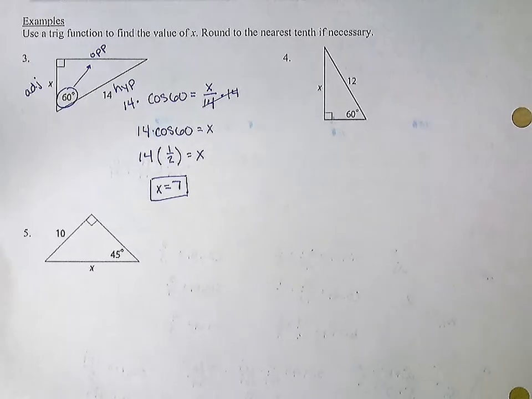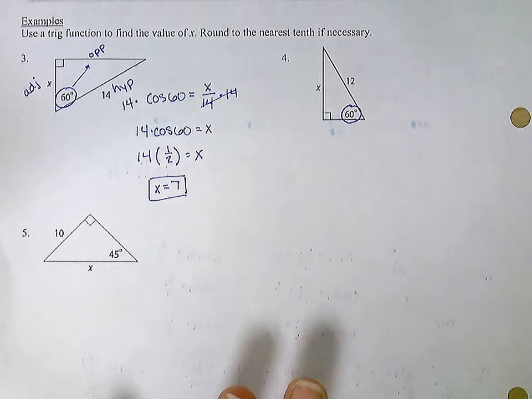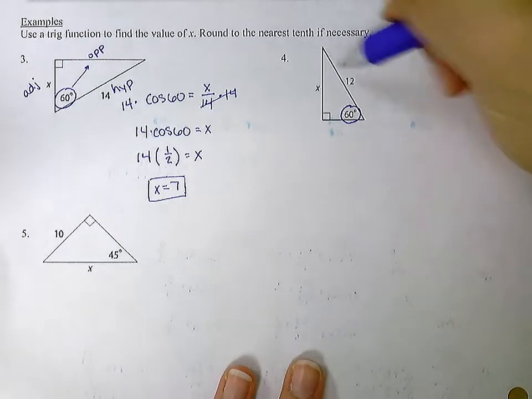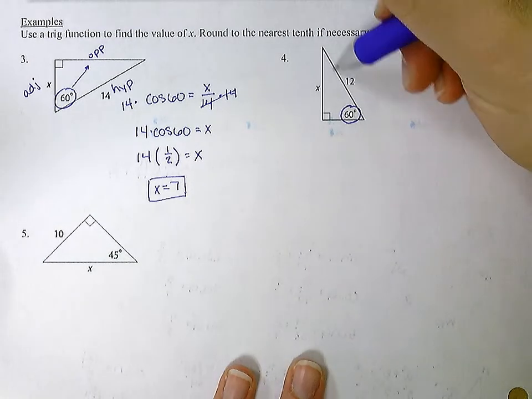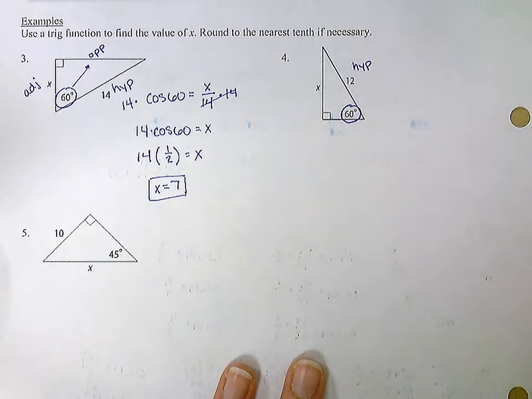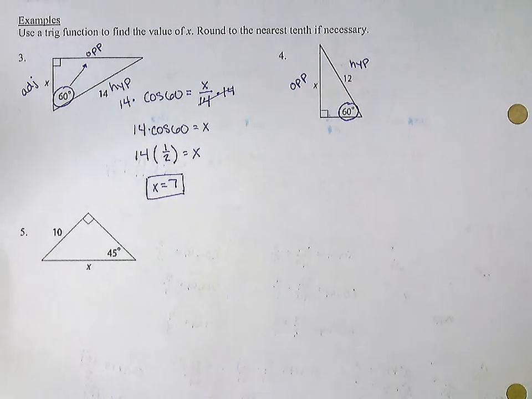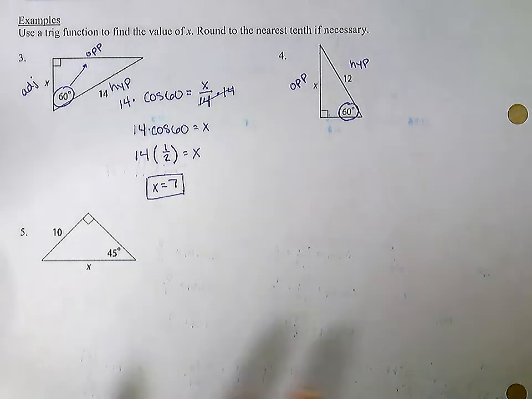All right, we're going to do another one, number 4. So again, going from the angle you're given, that's 60. I need to identify the sides that I have in this problem. This side of 12 would be what? Hypotenuse. This side of x would be what? Opposite. Good. It's across from that angle. So you have an opposite side and a hypotenuse. Which one of your 3 main trig functions would that correspond to? Sine.